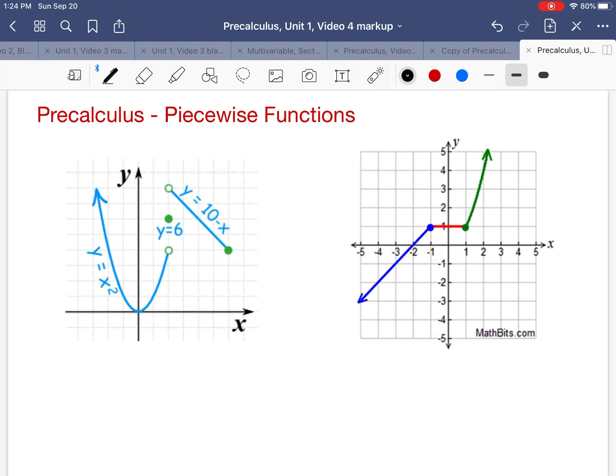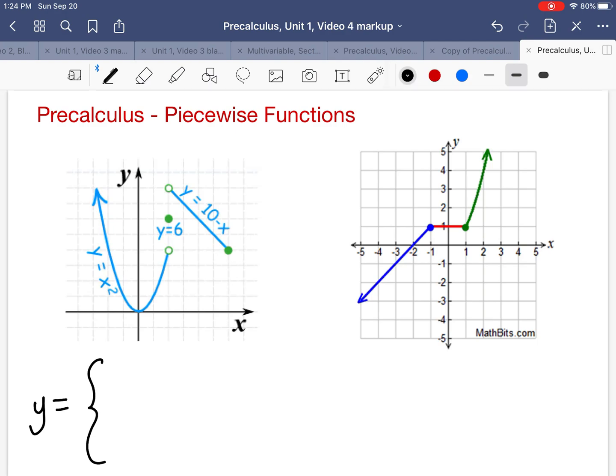So on this first one on the left, there are three equations there. I want you to notice that there is y equals x squared, y equals 6, and also y equals 10 minus x. So those three equations make up our piecewise function. So I'm going to go ahead and start a piecewise function. So you do y equals, you put this little squiggly bracket there, and let's move from left to right.